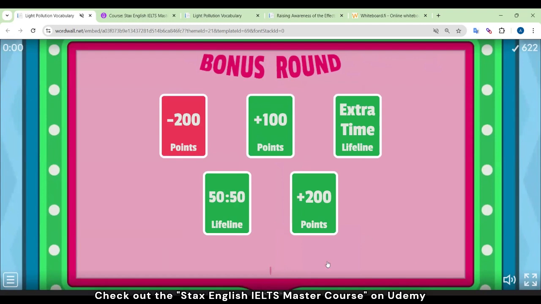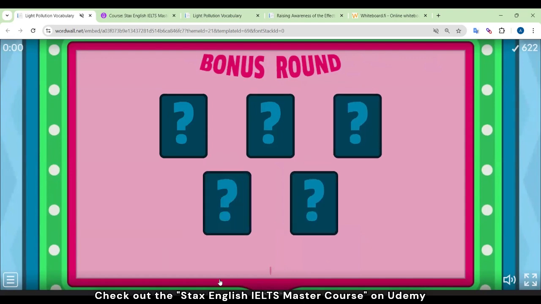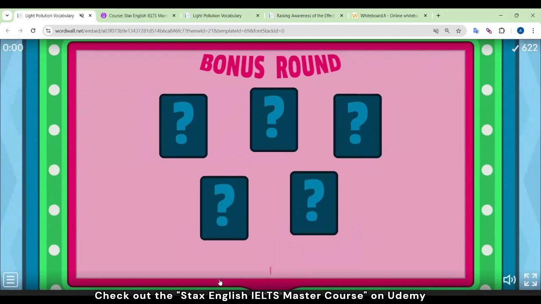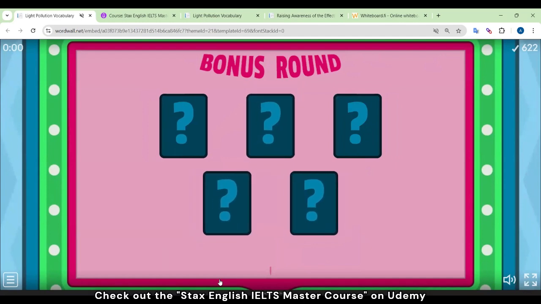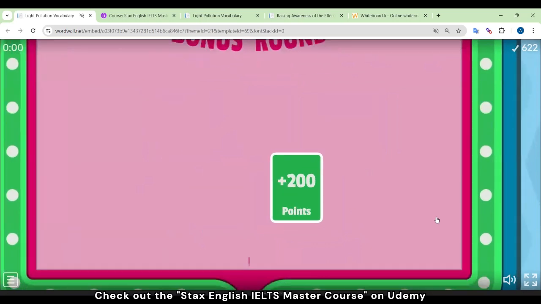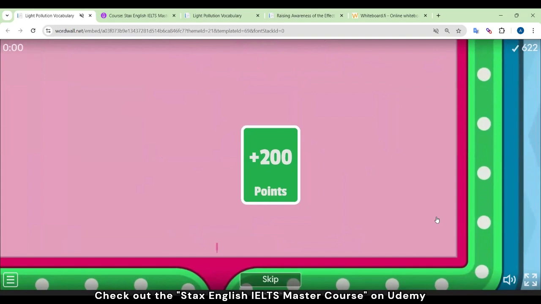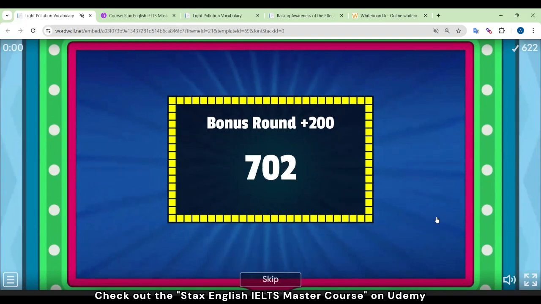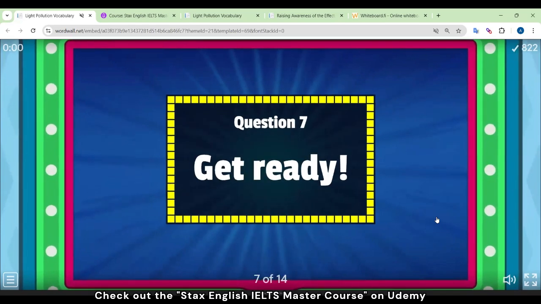Right, so let's see. Can we get one of the green ones? So just try to avoid the red one. So we've got A, B, C, D, or E. I choose E. 200 points. Okay, so we got our points back from before. That's great.